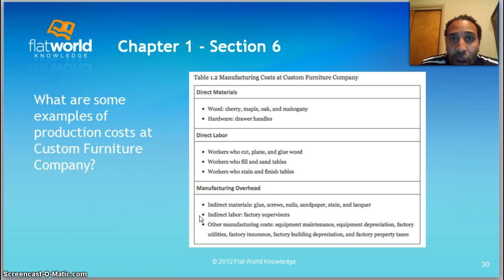Indirect labor are factory supervisors, people who are over all the different departments, but they're not the ones actually creating the desk or the furniture. So they are indirect. They're not directly associated with the creation of the desk. And then other manufacturing costs: equipment maintenance, equipment depreciation, factory utilities, factory insurance, factory building depreciation, and factory property taxes.